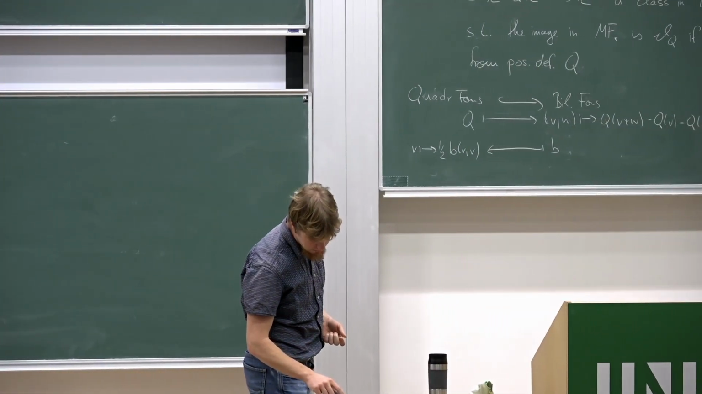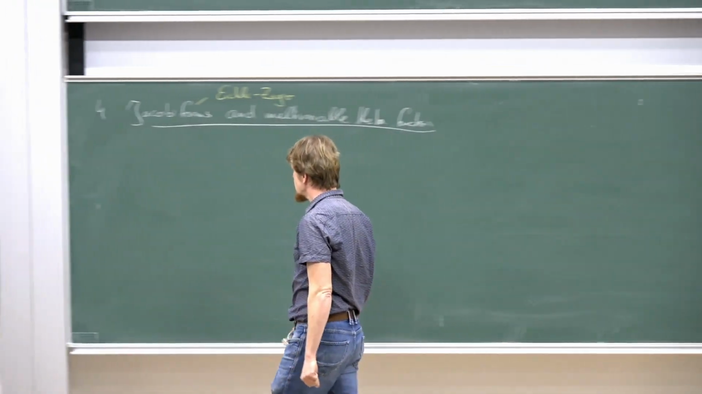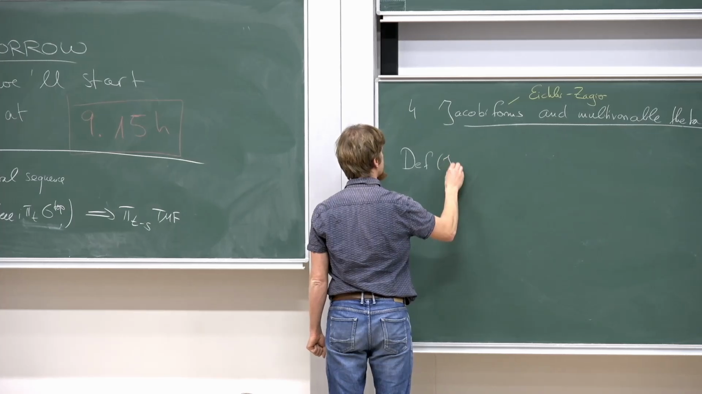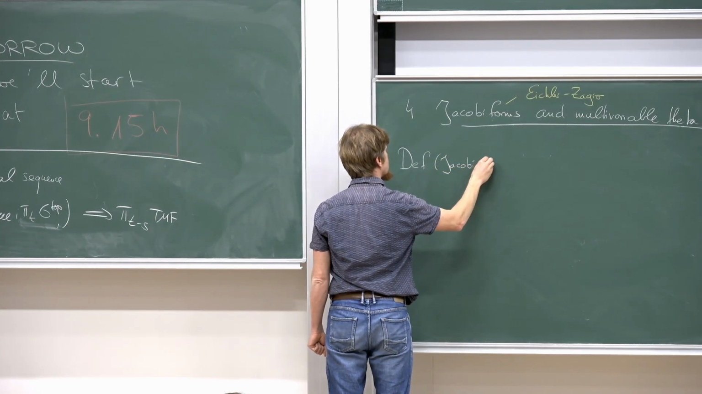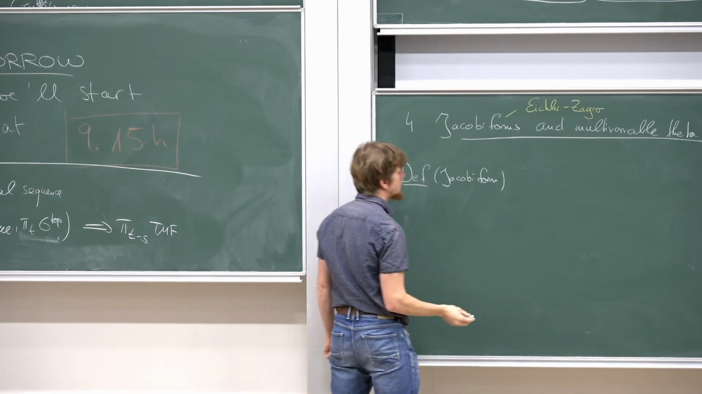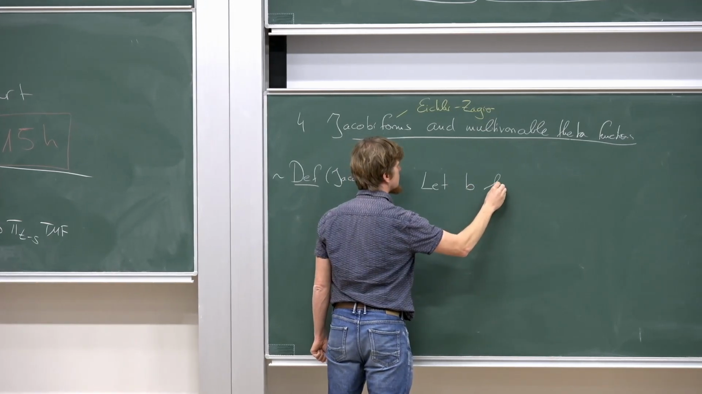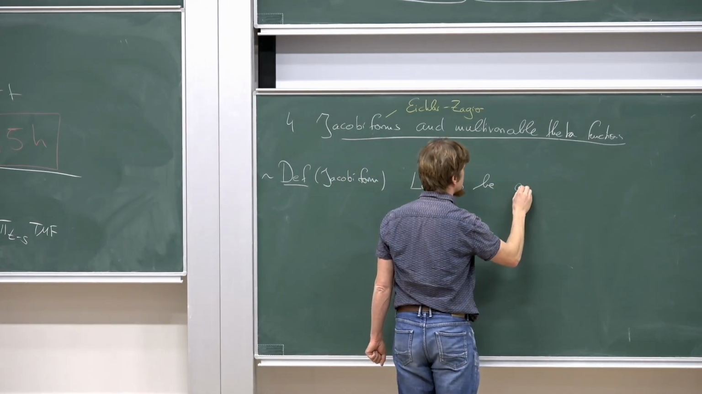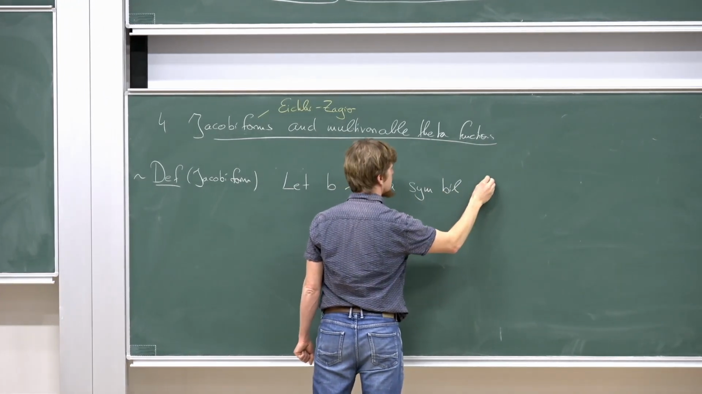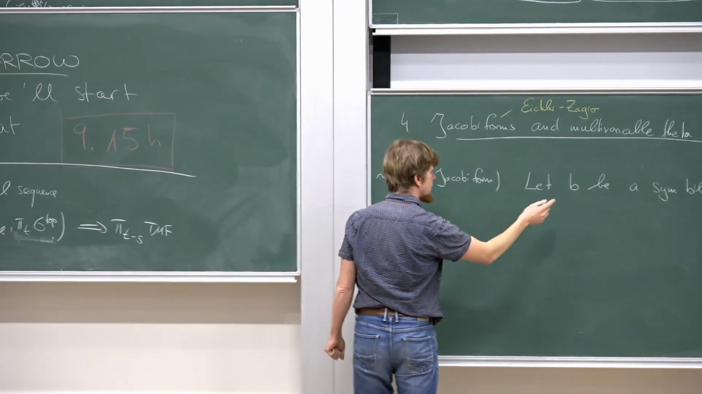Let's see what I want to say. So, definition of a Jacobi form. I will only give a very rough definition. So, let B be a symmetric bilinear form. And I will only consider integral ones, not go over C or whatever.